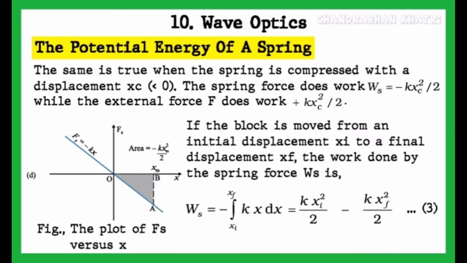If the block is moved from an initial displacement xi to a final displacement xf, the work done by the spring force Ws is equal to minus integration limit xi to xf kx dx. After integration of this quantity, we will get work Ws equals kxi square upon 2 minus kxf square upon 2. This is equation number 3.